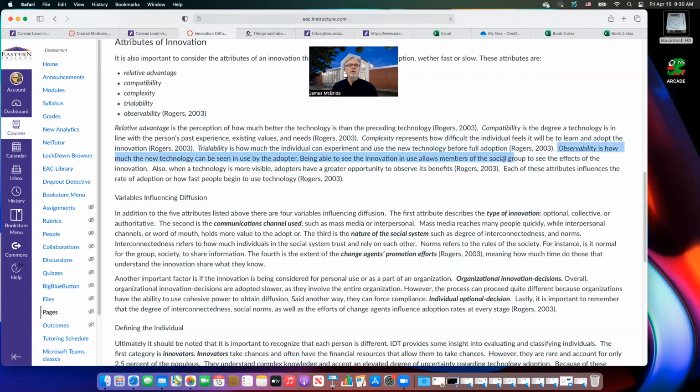Observability, how much new technology can be seen, right? Which we talked about before. And it helps if they can see that within their social group, if somebody in their social group has done it. And also when a technology is more visible, adopters have a greater opportunity to observe the benefits, right? They get to evaluate all this stuff before they actually accept it. So each of these influences how fast people adopt it, right?